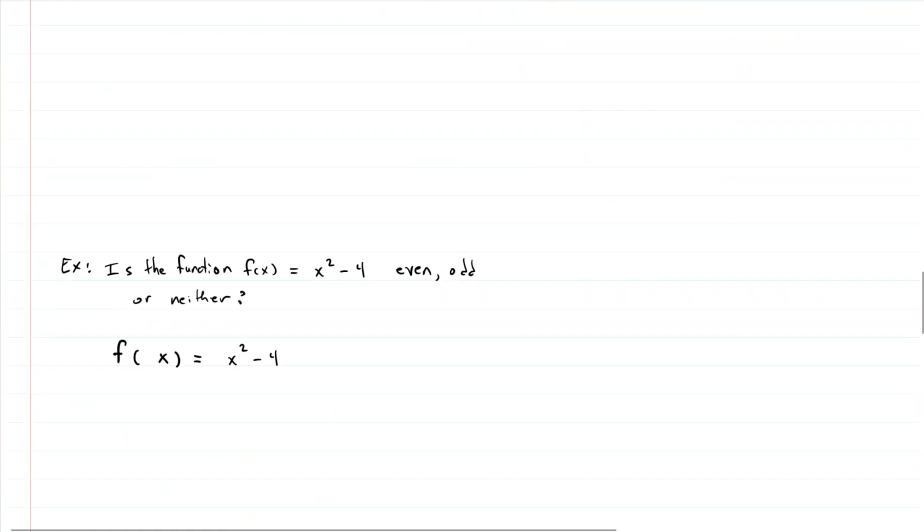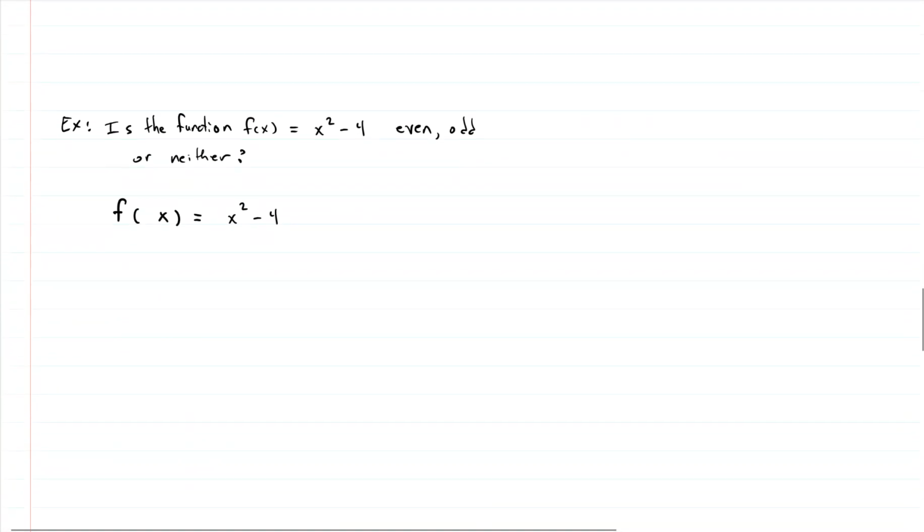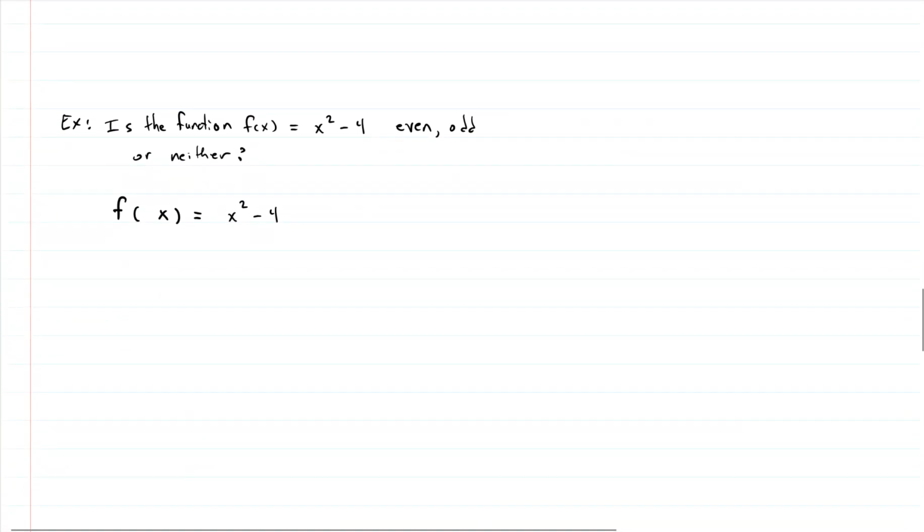Let's try these out. We have an example for each of these, so let's see how this works. So the question is: is the function x squared minus 4 even, odd, or neither? So we have our function down here. If I put in a negative instead of the x, and then we simplify, we can see what happens.